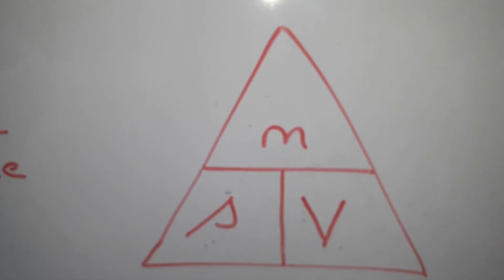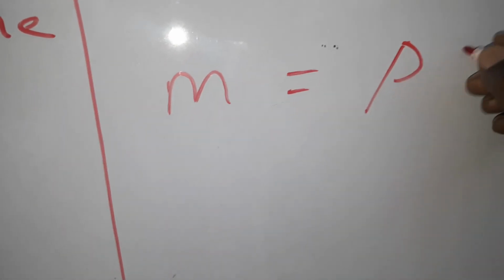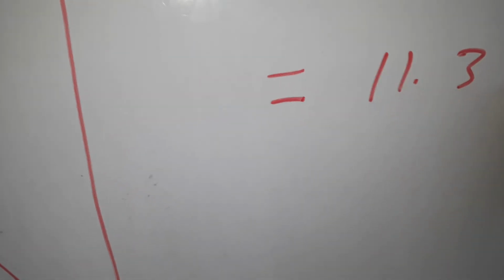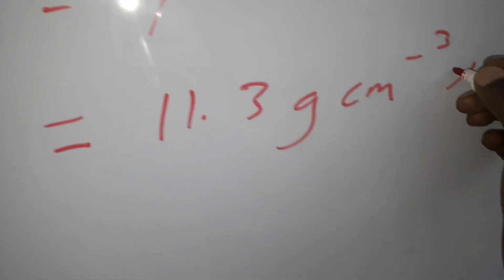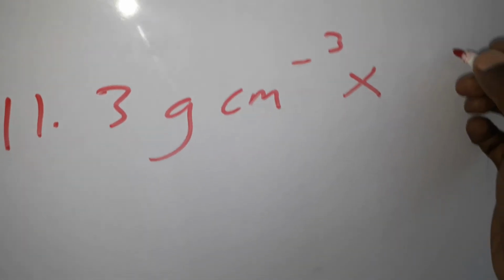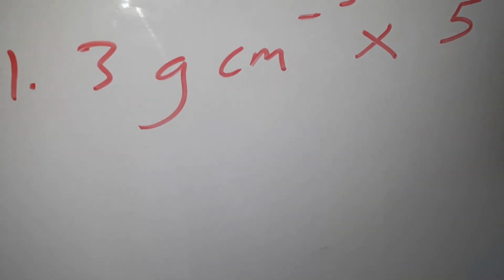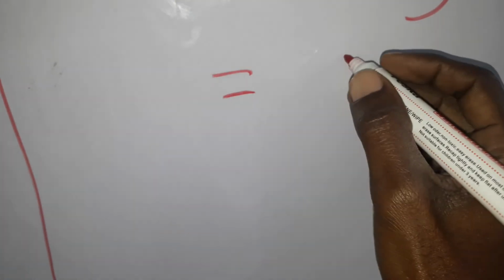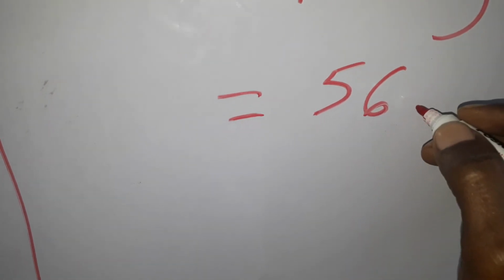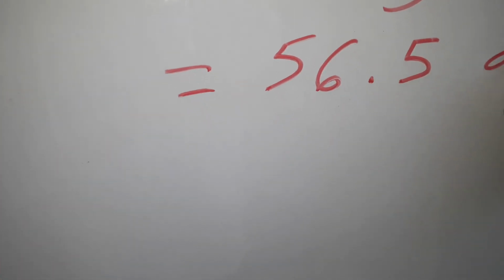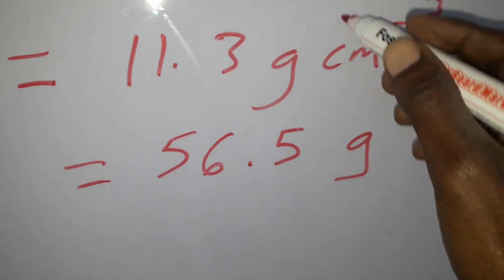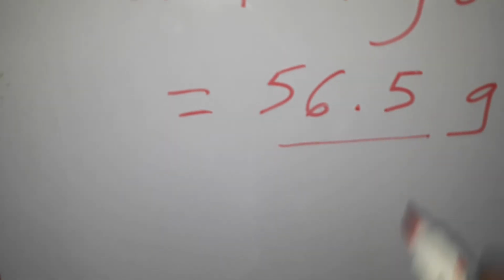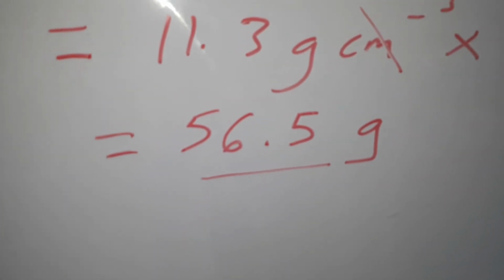So mass is equal to density times volume. So we have 11.3 grams per cubic centimeter multiplied by 5 cubic centimeters. And that's going to be equal to 56.5 grams. We have the cubic centimeters cancelling. The answer is 56.5 grams.